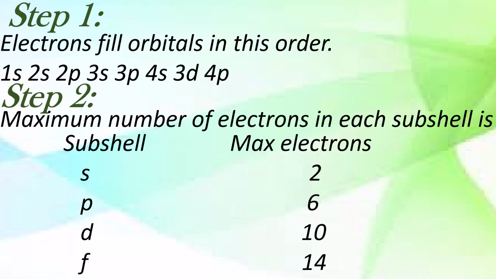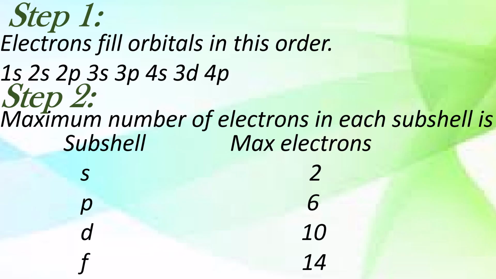Step number 1. Electrons fill orbitals in this order: 1s, 2s, 2p, 3s, 3p, 4s, 3d, 4p. Because 1s has lower energy, 2s has higher energy, 2p has much higher energy, and as we move forward, the energy is increasing. This is the Aufbau principle from my previous video. In the Aufbau principle, the electrons fill orbitals in this order: 1s, 2s, 2p, 3s, 3p, 4s, 3d, 4p.